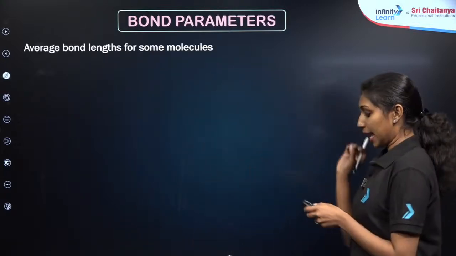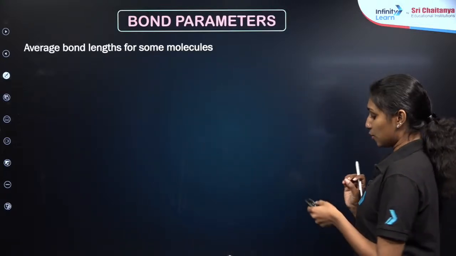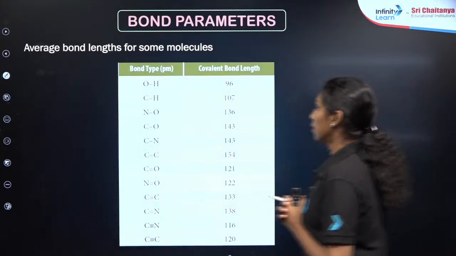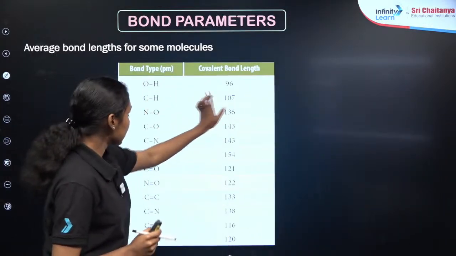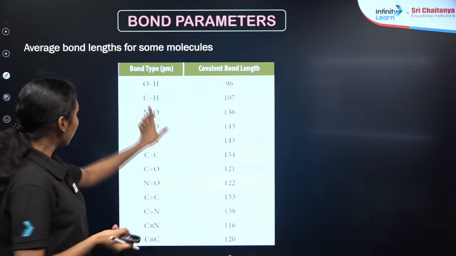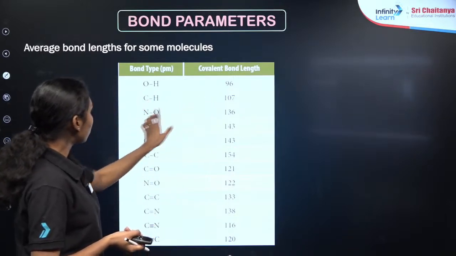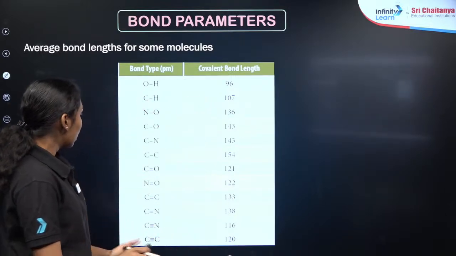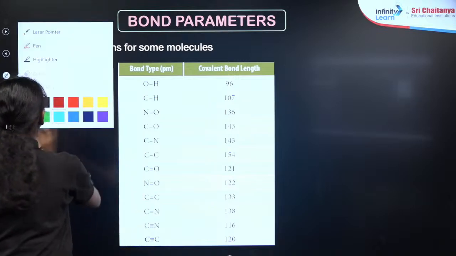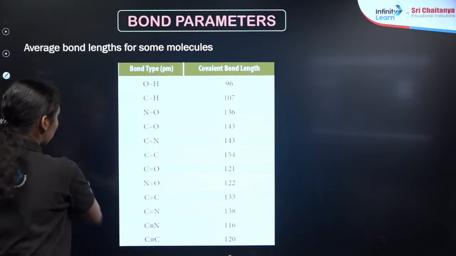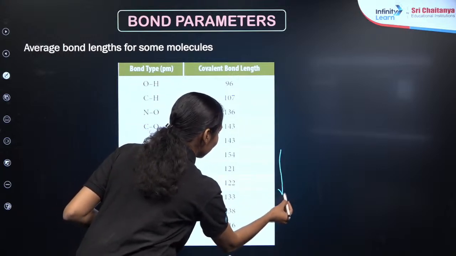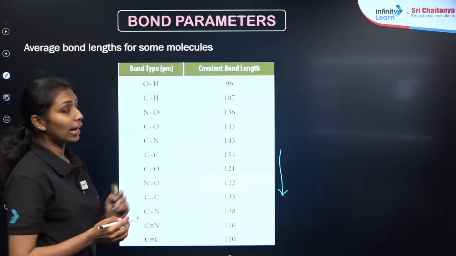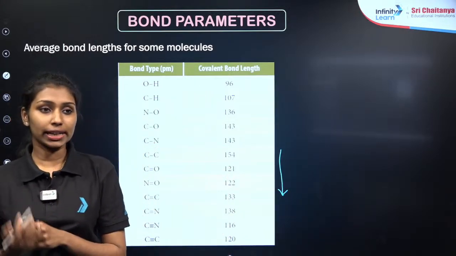Now here you can see a table about the average bond length of some of the molecules. For OH molecule it is 96 picometer. Again CH it is 107, NO it is 136 and so on, right? As you can see here, while moving from single bond to double bond, what happens here? What will happen to the magnitude of bond length? Whether it is decreasing or increasing?